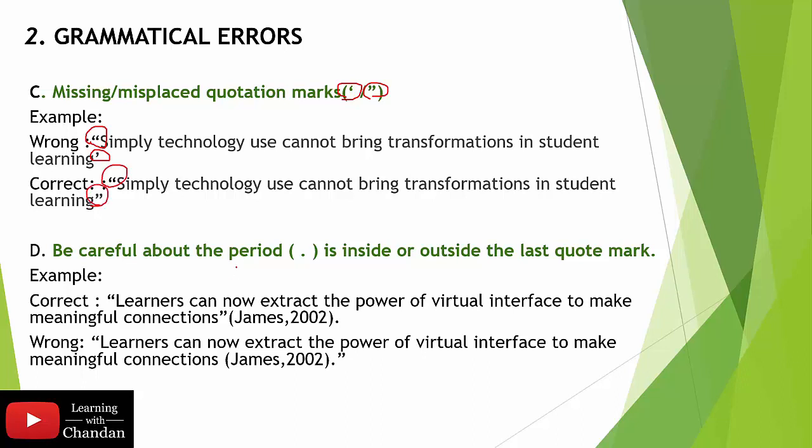The next and the last important punctuation mark is the period, and we should be very careful while placing it. For example, here the author has wrongly placed it inside the quotation mark, but the correct way is to place the period after the quotation mark.